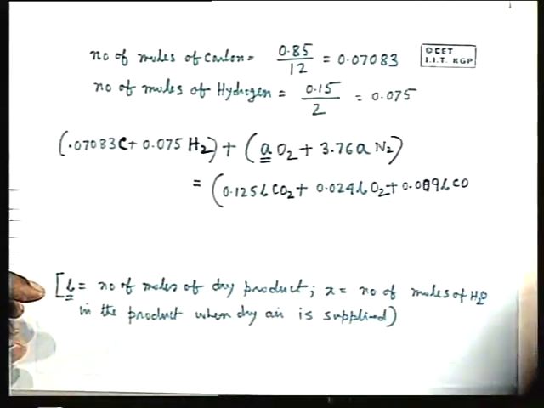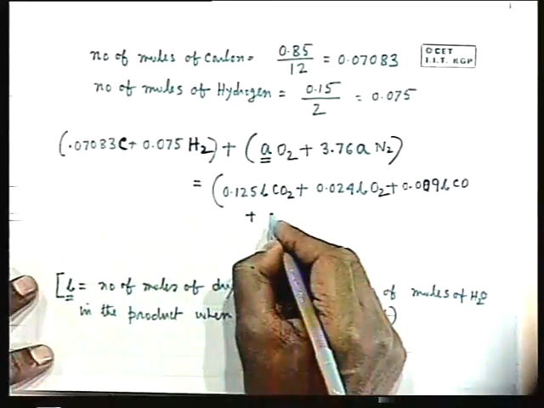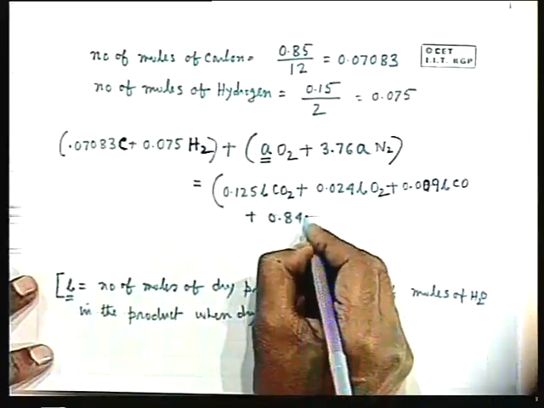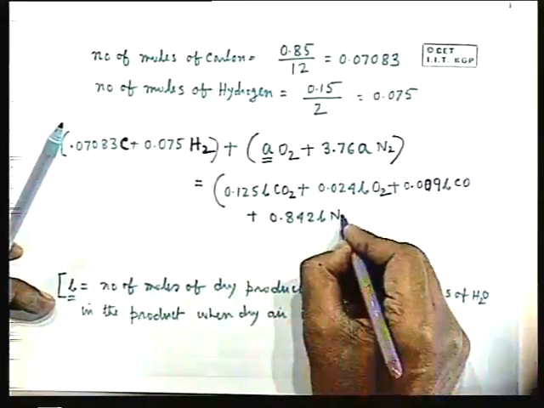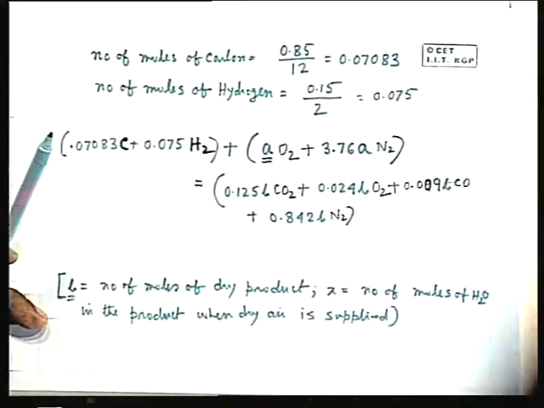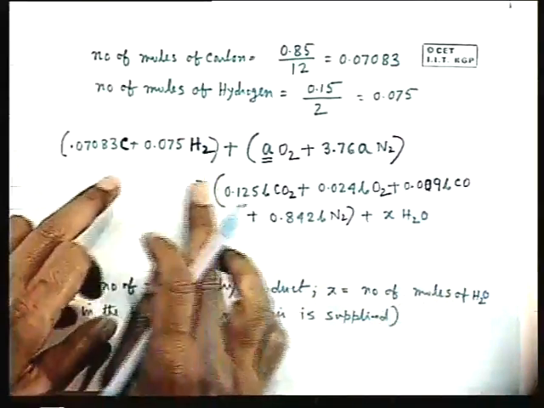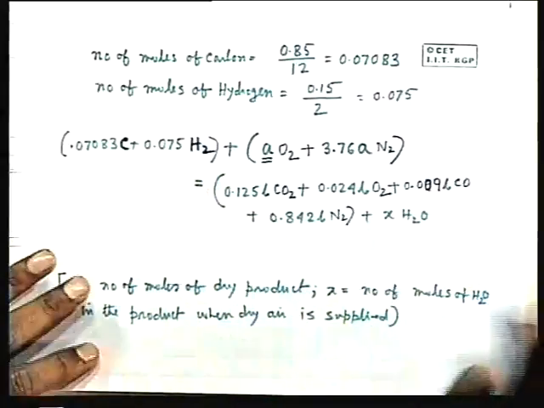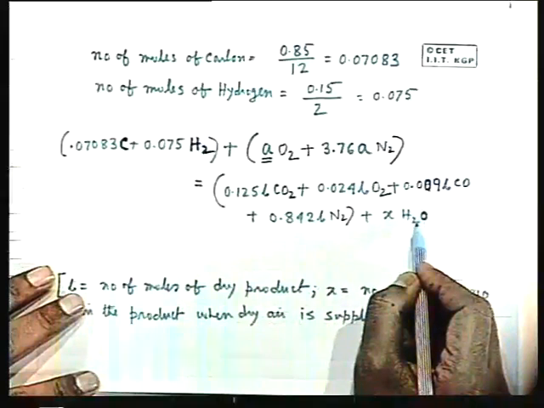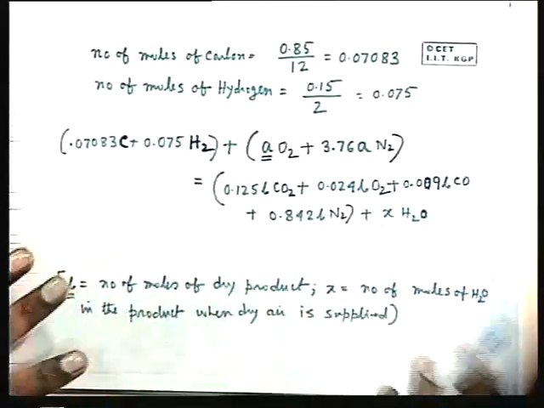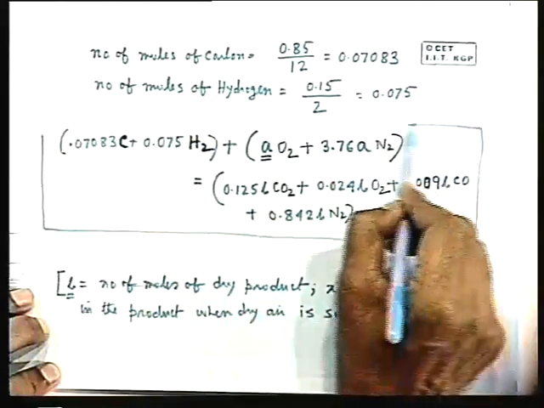Next is nitrogen. Nitrogen is 84.2%, plus 0.842 into B into nitrogen, and we consider X as the number of moles of H2O when dry air is supplied. First we consider dry air, because if moisture is there in wet air, that will be added on both the left hand and right hand side. What is formed from the reaction is the water vapor generated in the products because of the reaction of hydrogen and oxygen, XH2O. So we can write this equation in molar form.